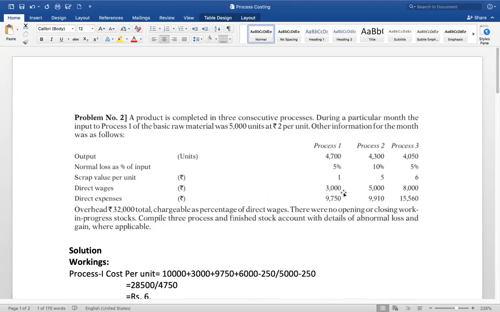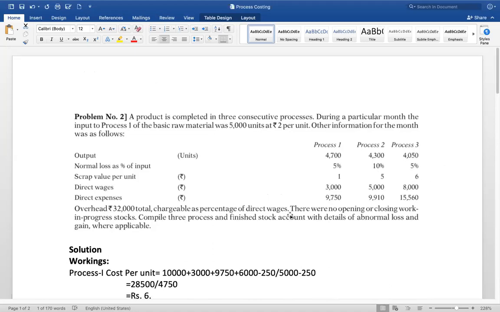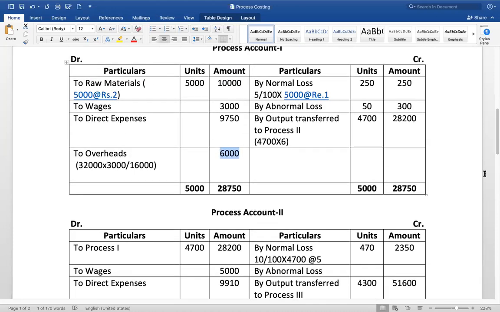Overheads are given as a total, but with the given hint, you have calculated. I didn't do anything. 3,000 I've taken directly, and 9,750 I've taken directly with respect to the wages and direct expenses. But overheads I have apportioned just as I told you. 3,000 by 16,000 into 32,000 is the overhead component of process 1. Process 1 account debit to overheads 6,000. Now look at the total. 10,000 plus 3,000 plus 9,750 plus 6,000. The total is 28,750.